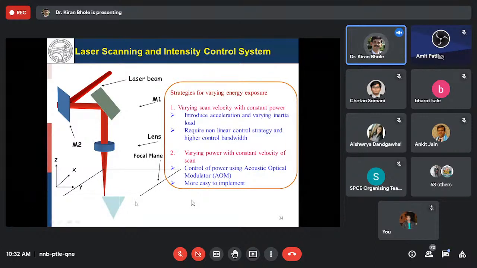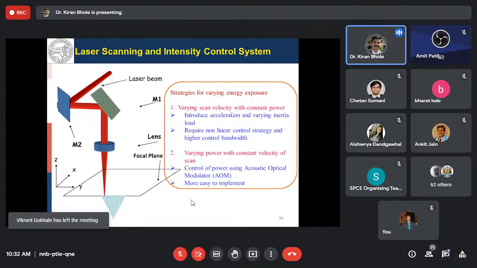How can this energy exposure be varied? It can be varied by varying the scan velocity with a constant power. This is the first strategy: you vary the scan velocity while the power, or the intensity of the laser, is constant. The problem is that it introduces acceleration with varying inertia load, and it requires a non-linear control strategy and higher control bandwidth. So that's why this is not practicable.